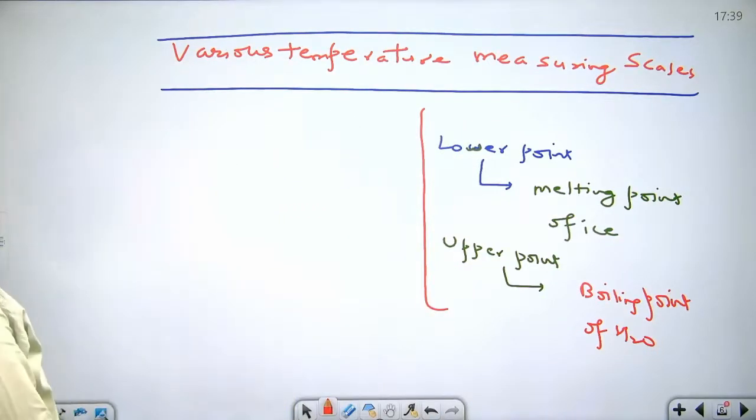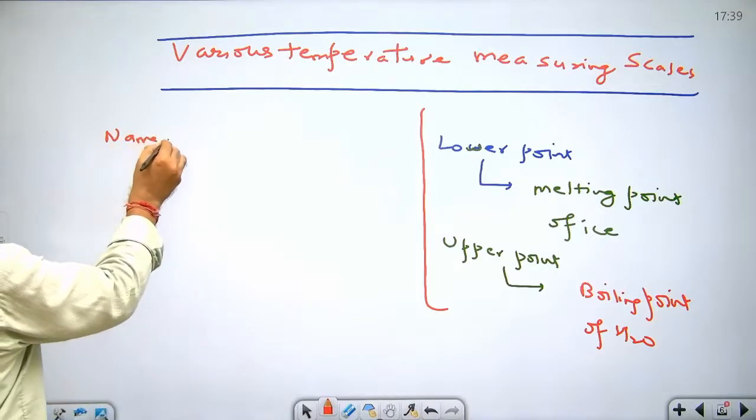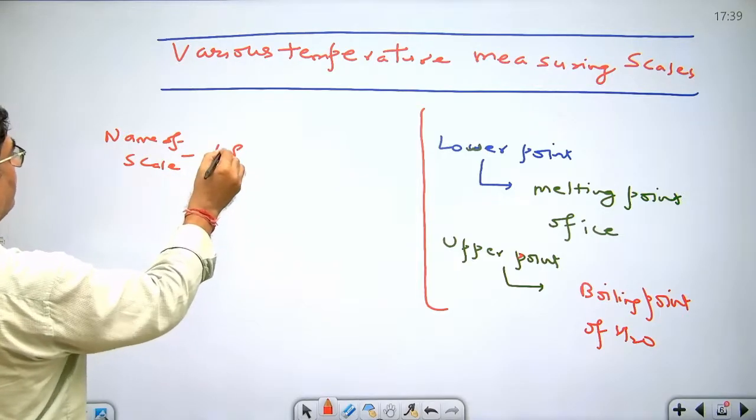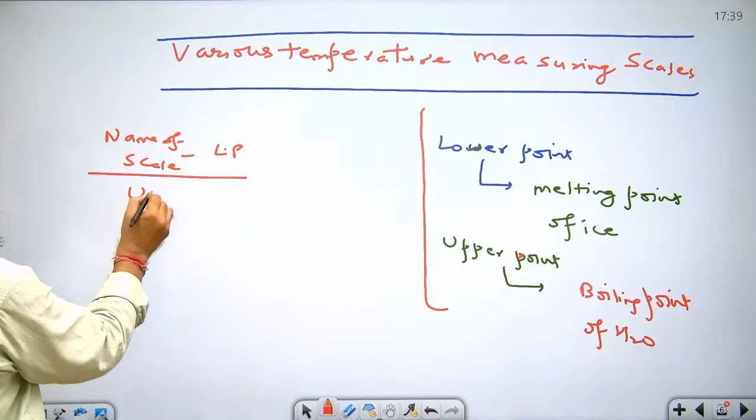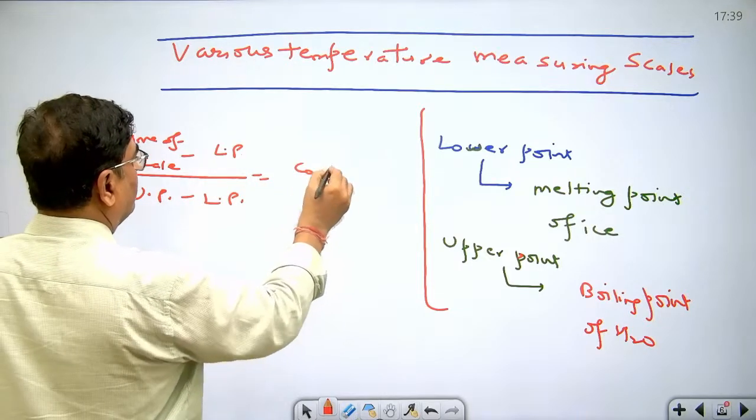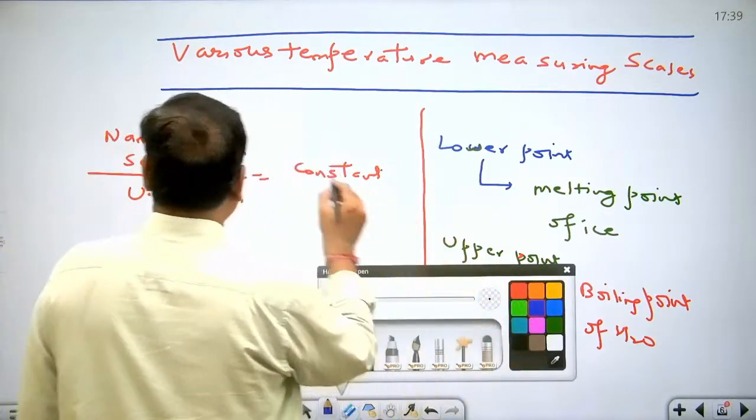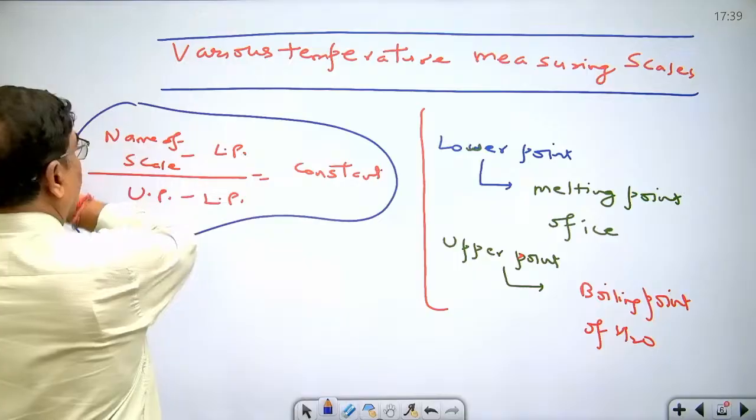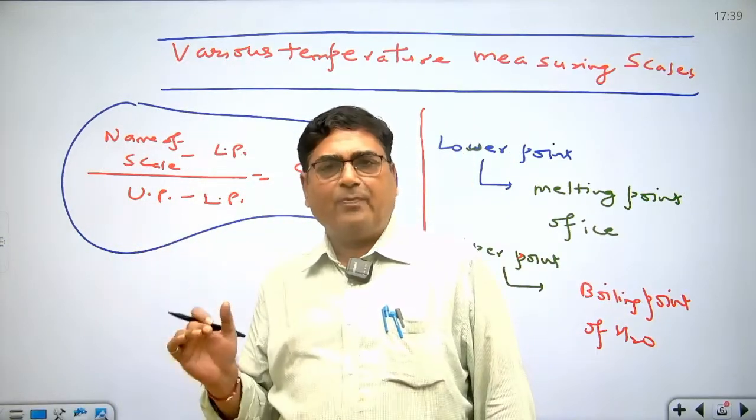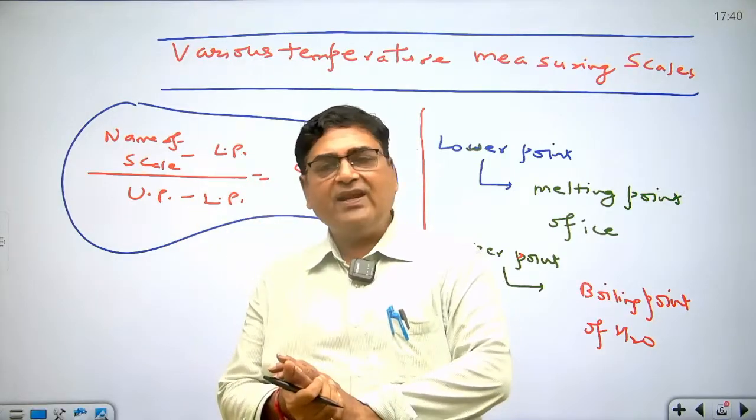The principle is that in all temperature measuring scales, (name of the scale minus lower point) divided by (upper point minus lower point) is a constant factor. On the basis of this factor, temperature measuring scales are designed. Name of the scale minus lower point divided by upper point minus lower point. Okay, this is the key concept behind making every temperature measuring scale.